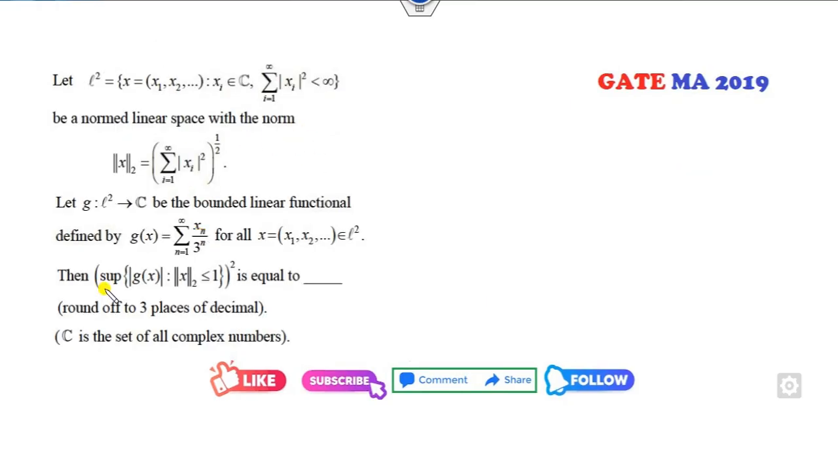Okay, look at this one. Your target is to find this. If you remember, what is the definition of this quantity? This quantity is nothing but the norm of g, whole squared. Is it clear? Now, what is g? g of x is the summation of x_n divided by 3 raised to power n. Now, by the Riesz representation theorem, I can write this quantity. Firstly, I can write this quantity as this.